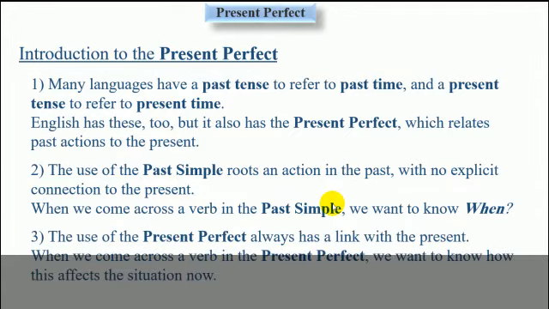The third point is that the use of the present perfect always has a link with the present. When we come across a verb in the present perfect, we want to know how this affects the situation now. So we started from the past and we need to know the effect for the present, in the current situation. Fourth, in order to sum up these points, we need to compare these sentences.